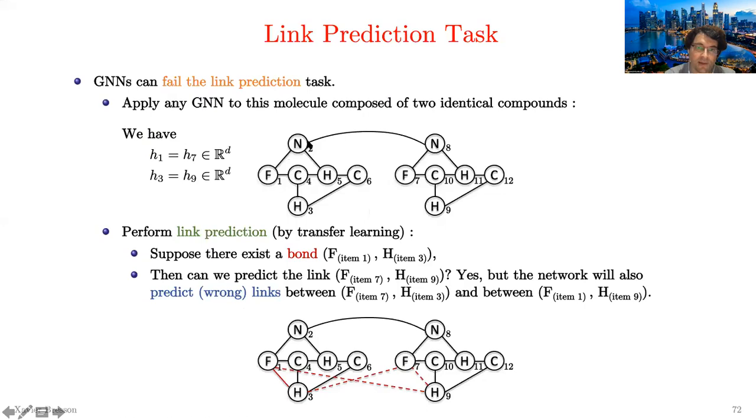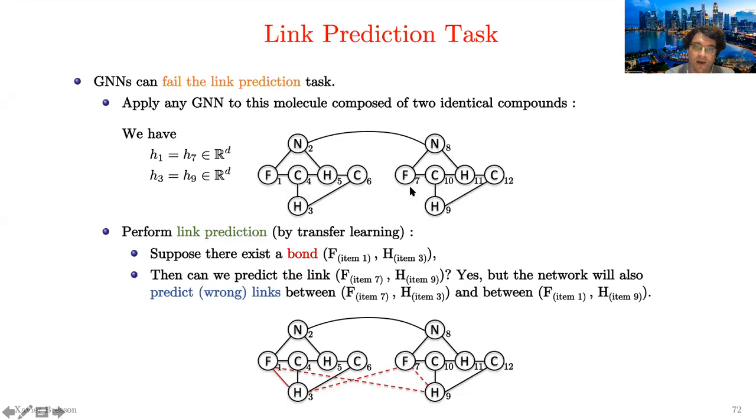So if you apply your favorite GNN, what happens is that the representation of the fluorine here and here will be the same, and the representation of the hydrogen here and here will be the same, because everything is basically isomorphic. So now, if you want to perform link prediction, let's say there is a bond between these two atoms here. What you expect is that we have also a bond with these two atoms here. So fine, we can predict this bond if we know there is this bond here.